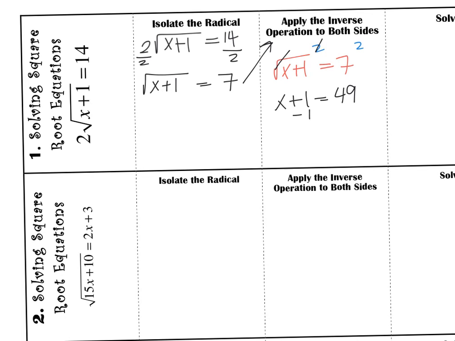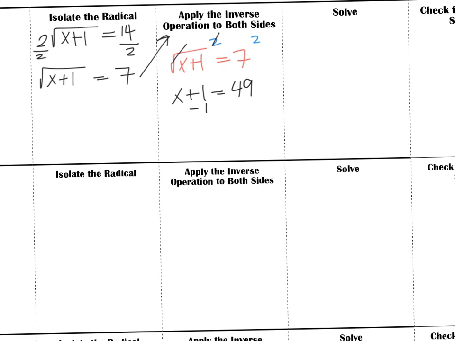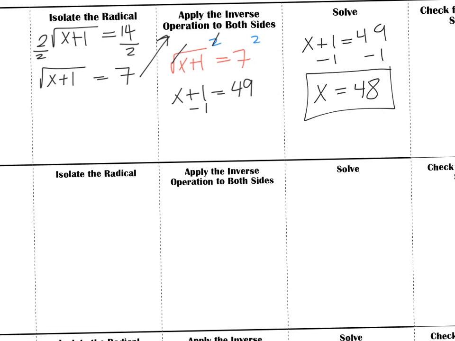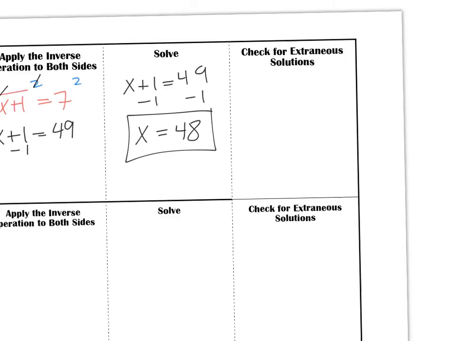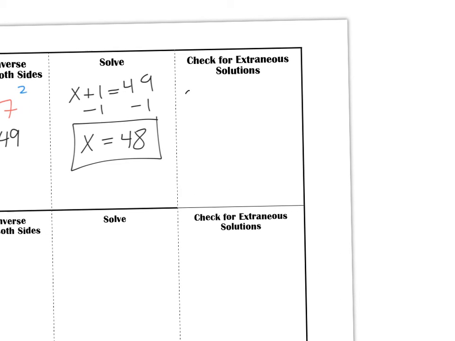Now to solve for x, let me move that to the third column. Now to solve for x, you need to subtract 1 from both sides. So x ends up being 48. Now once you box your answer and you say that x equals 48, that's your solution. Remember to check for extraneous solutions. Plug that in the main equation.